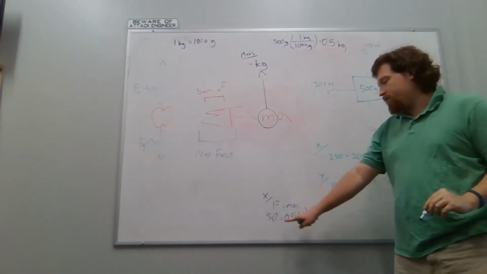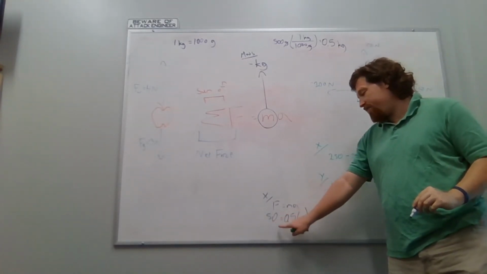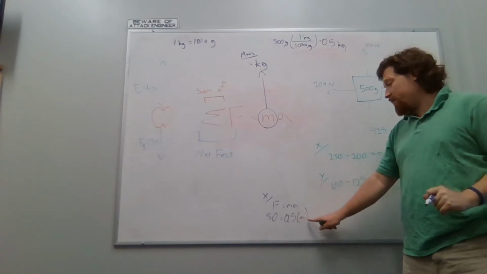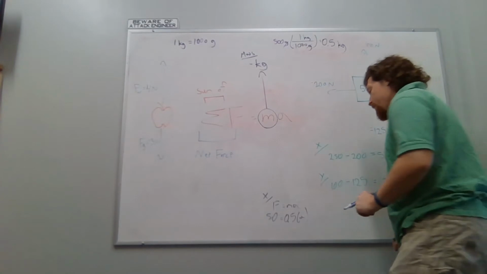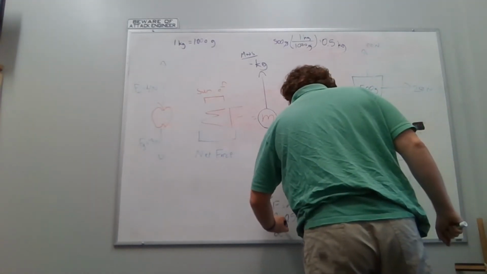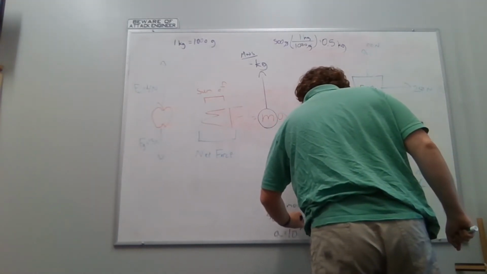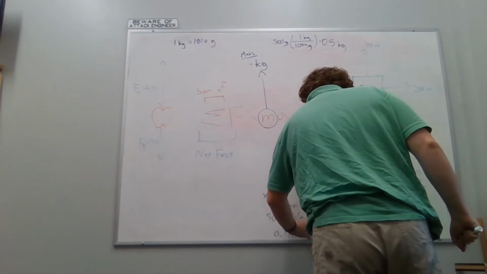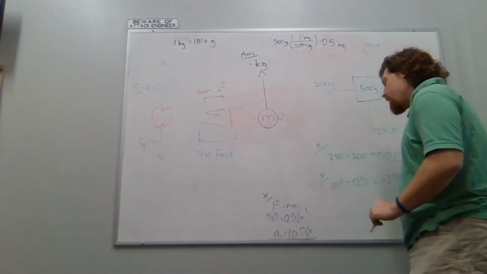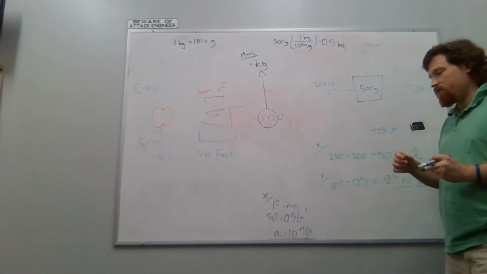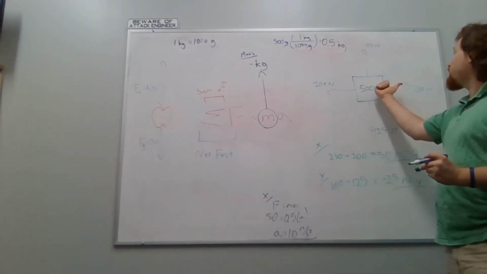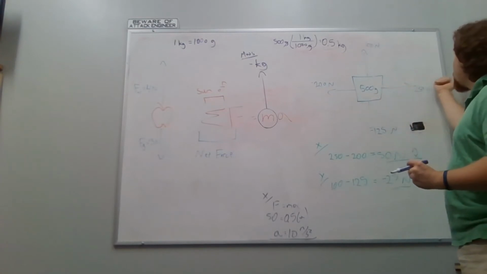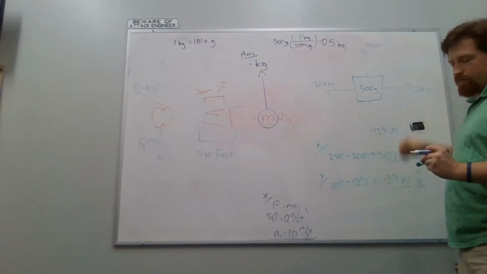So our force in the x-axis is positive 50. Our mass is 0.5 kilograms. Now we can solve for acceleration. We're going to divide both sides by 0.5. And so your final answer should be 10 meters per second squared. Remember that meters per second squared is the unit for acceleration we're going to use. So this box is going to begin accelerating at 10 meters per second squared in this direction.